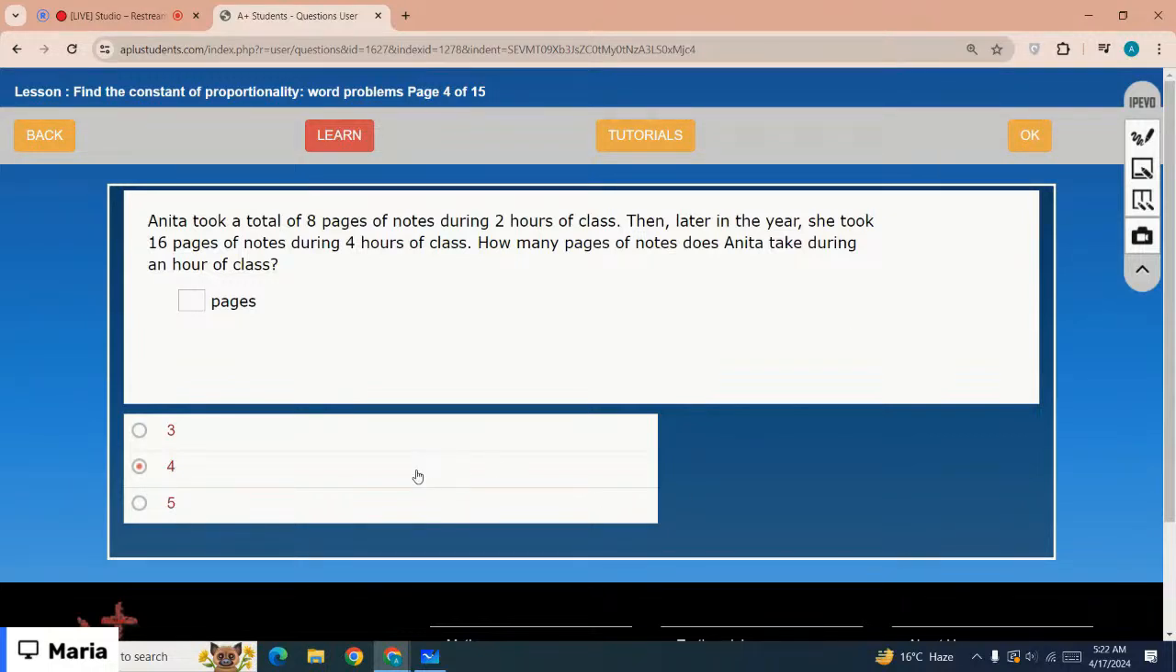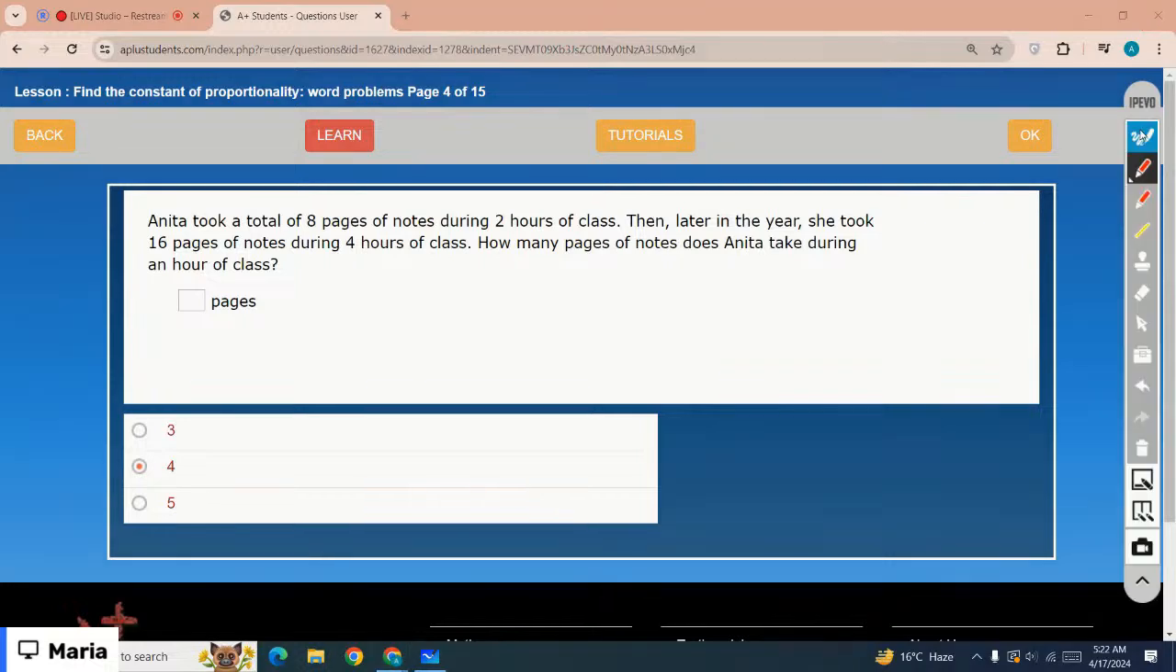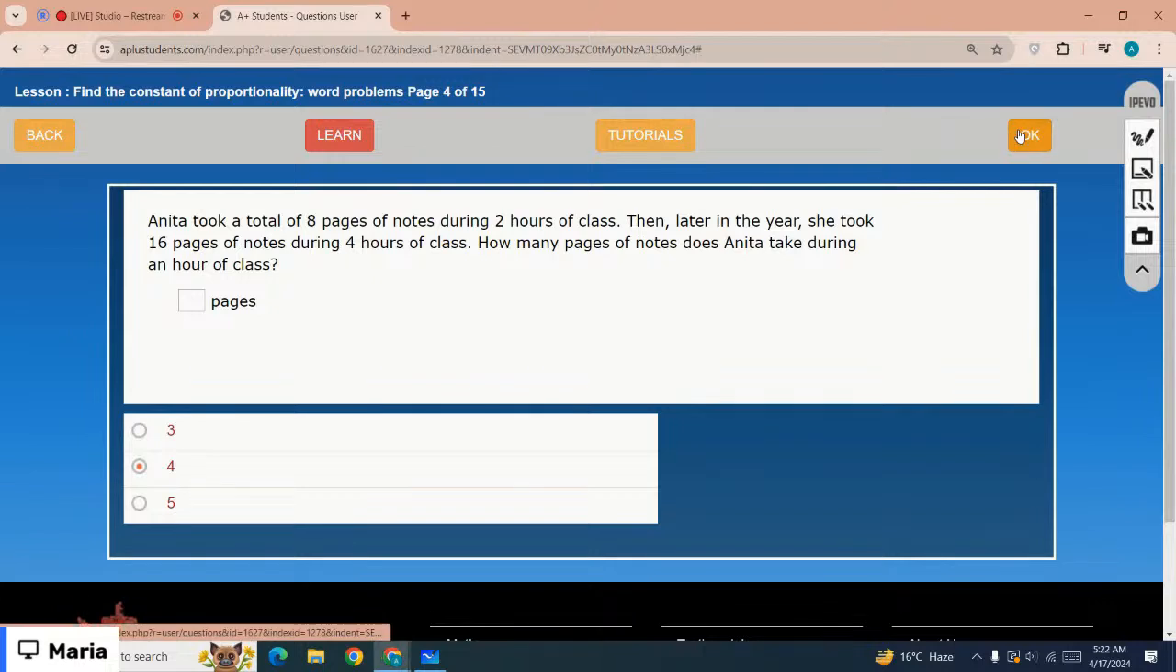4 pages per hour, right? You have here 8 pages in 2 hours, so you have to do y by x, 8 over 2. Then you have 16 pages in 4 hours, so 16 by 4. 2 times 4 is 8 and 4 times 4 is 16. So basically the constant of variation here is 4. The correct option is 4. Got it? Option number 2 is the correct option.